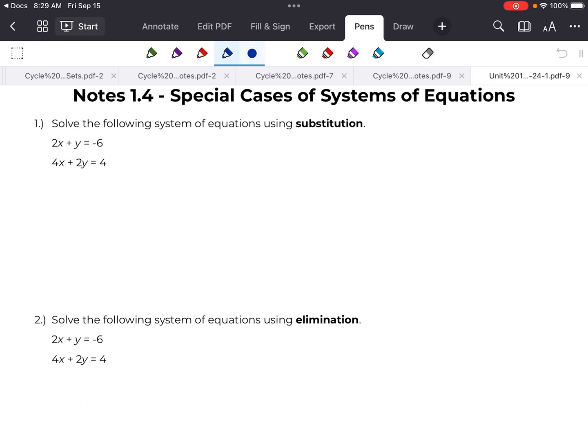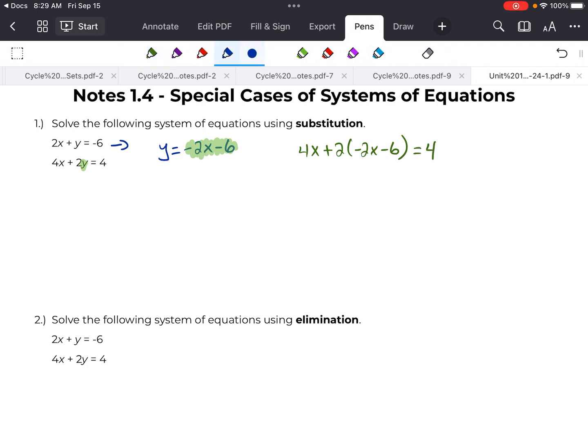So again, in order to solve by substitution, one of our variables needs to be isolated. This top equation already has one singular y, so we're going to isolate the y in this top one, and we do that by subtracting 2x from the left, so we get y equals negative 2x minus 6. Okay, now we're going to substitute that into the y of our other equation. So we have 4x plus 2 times negative 2x minus 6 equals 4.